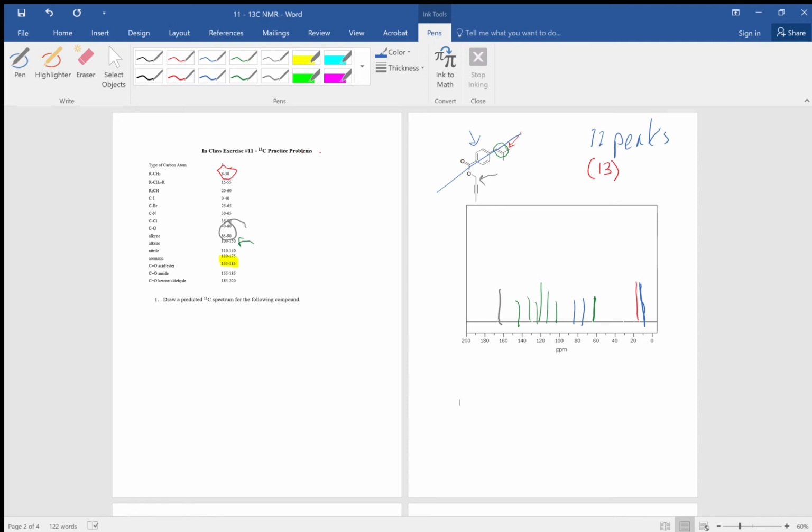So again, the key here is that we have the right number of peaks and that we have them in the right regions. I'm not worried about whether you have a peak at 25 versus 20 or how tall the peaks are. Those are lesser concerns at this point. It's just, are the peaks in the right region, and do we have the right number?